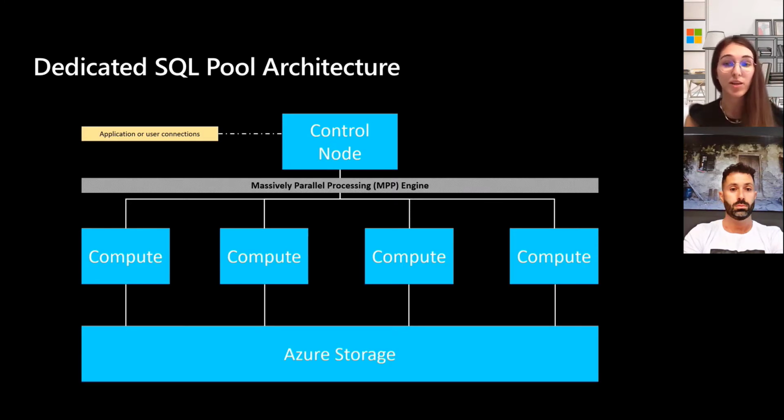So it's the muscle of the MPP architecture because it provides computational power, handles query processing, and gives the user the ability to scale up or down. And the number of compute nodes that you have can range from 1 to 60.